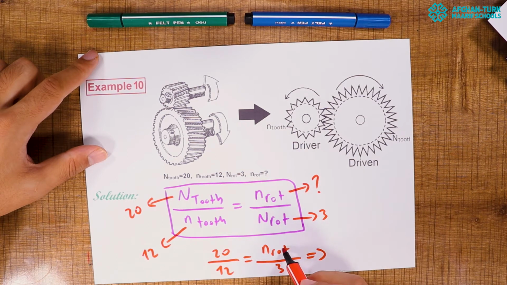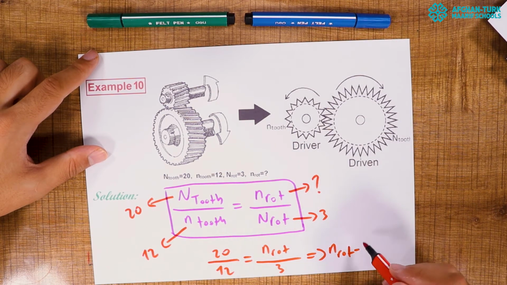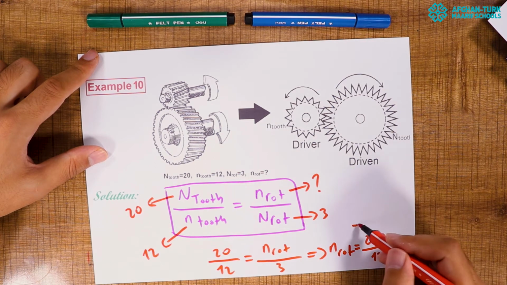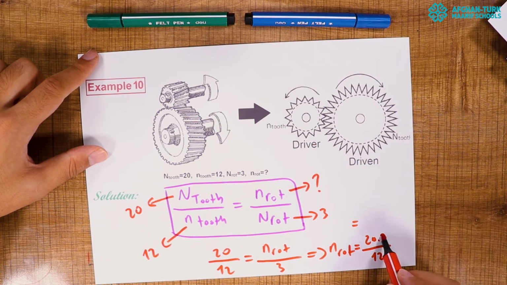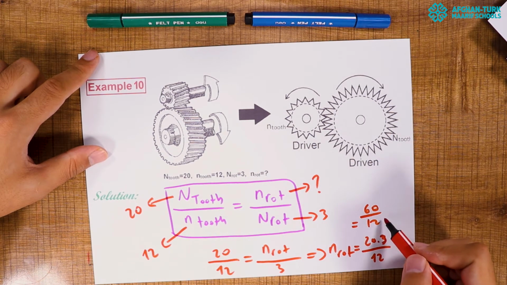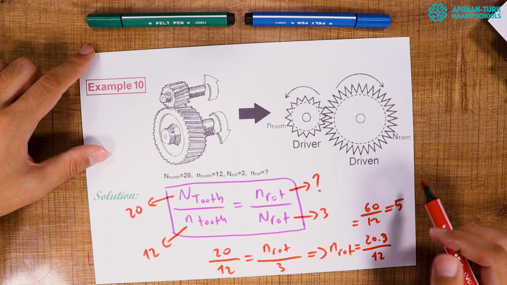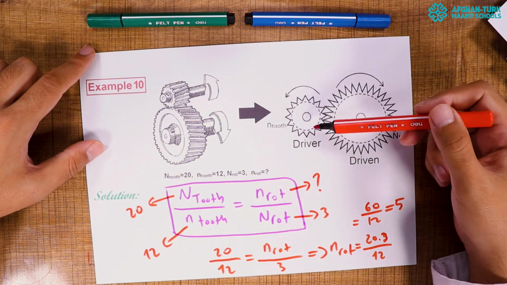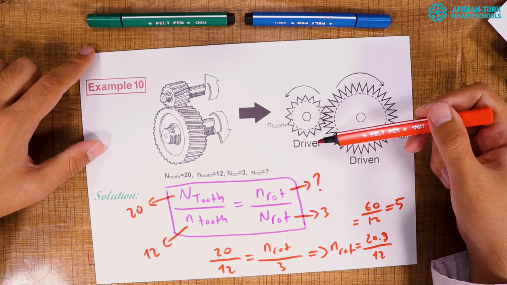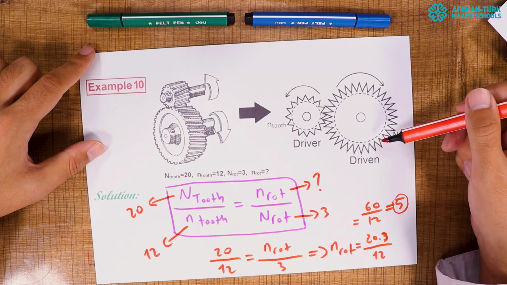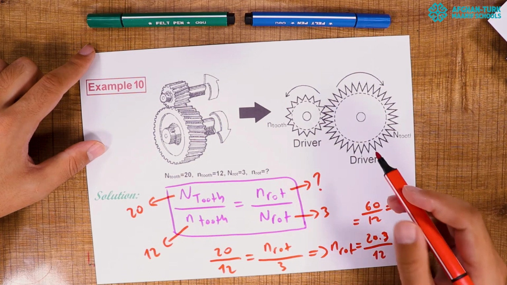So from here I can find this one as 20 times 3 divided by 12. And from here I can find 20 times 3 is 60 divided by 12, and that's equal to 5. That means that if I rotate the smaller driver 5 times, the bigger gear will be rotated only 3 times.